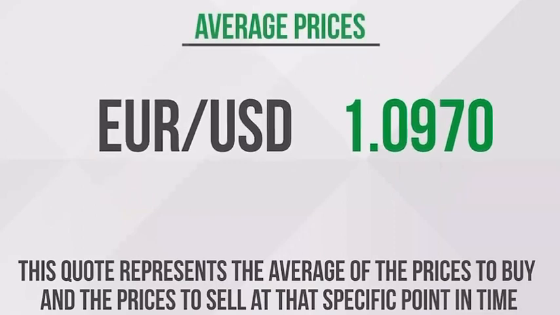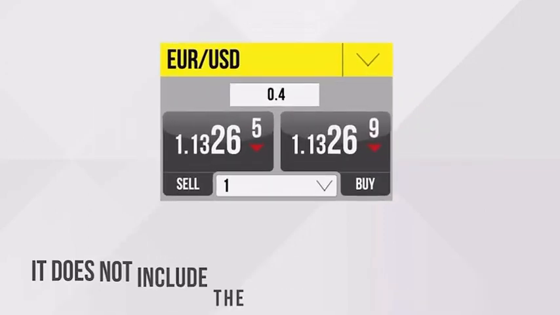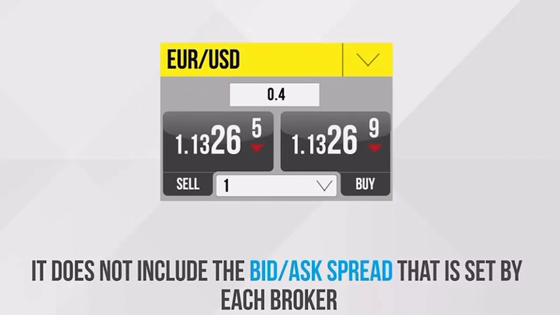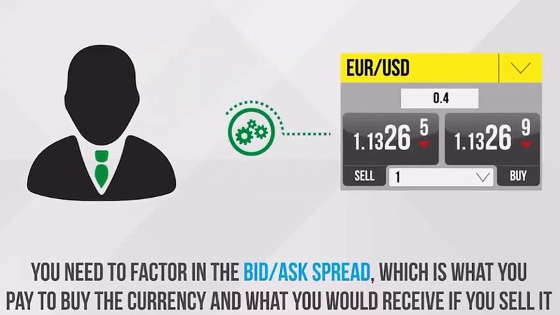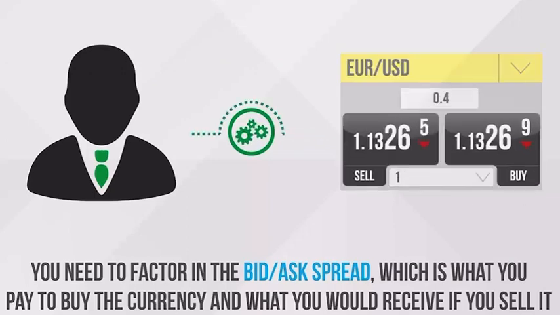This quote represents the average of the prices to buy and the prices to sell for a currency pair at that specific point in time. It does not include the bid-ask spread that is set by each broker. You have to factor in the bid-ask spread, which is what you have to pay to buy the currency and what you would receive if you sell it.